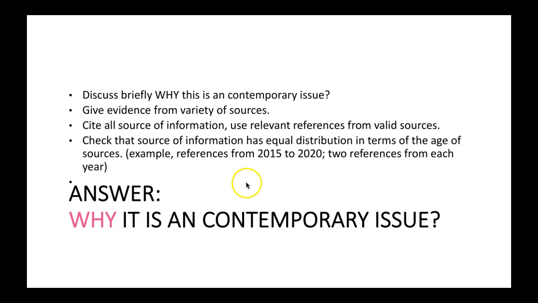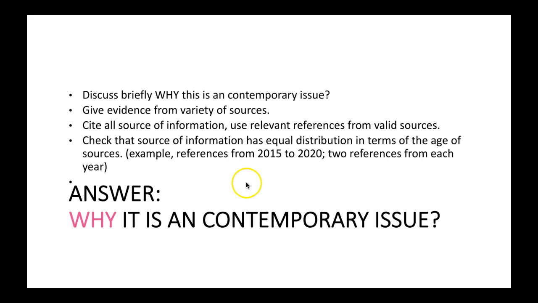When you're talking about a contemporary issue, as an example, you will be talking about why this is a contemporary issue. And then again, you give evidence from a variety of sources when you're talking about why this is a contemporary issue. Then you cite all the sources of information. Again, the references will be from relevant and valid sources. And again, you are going to look at whether the sources of information have equal distribution.